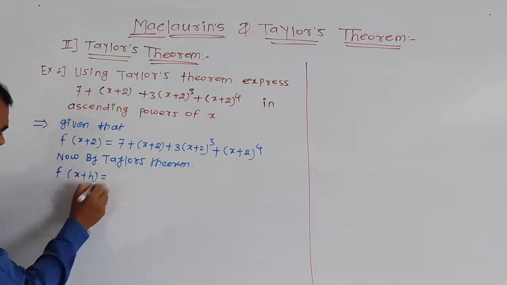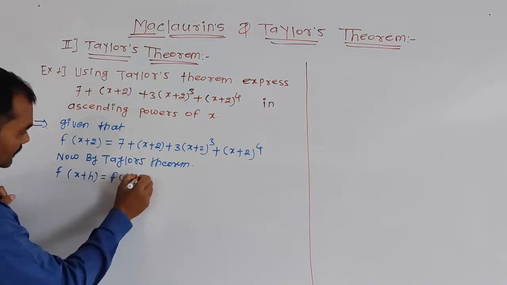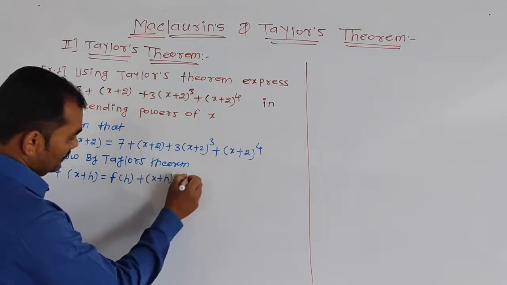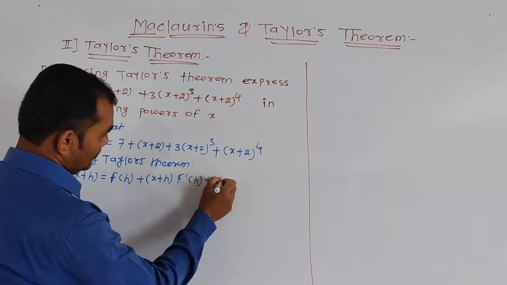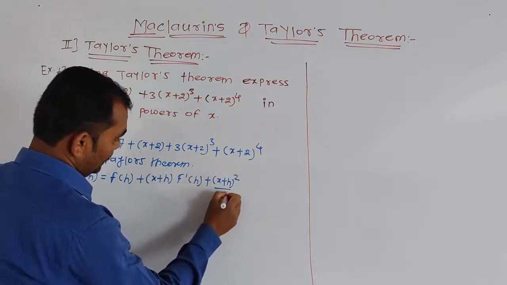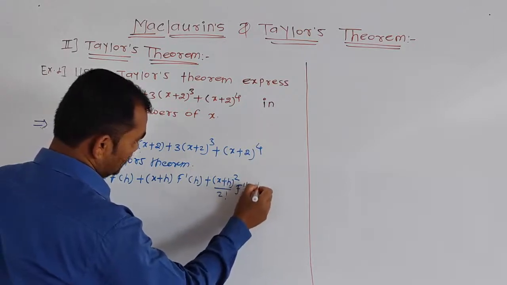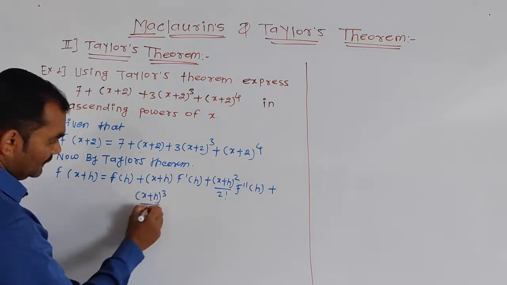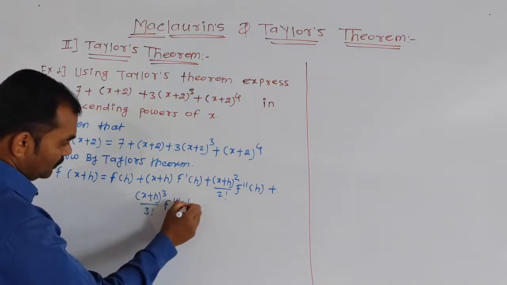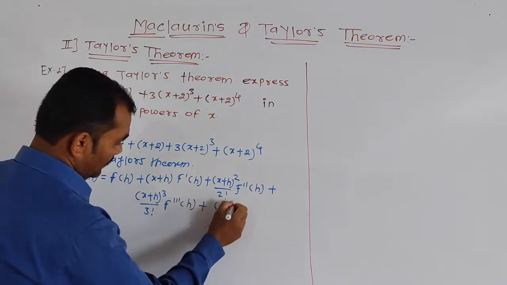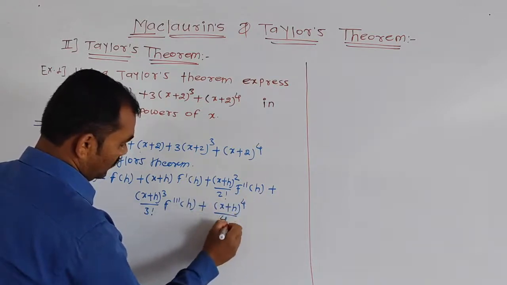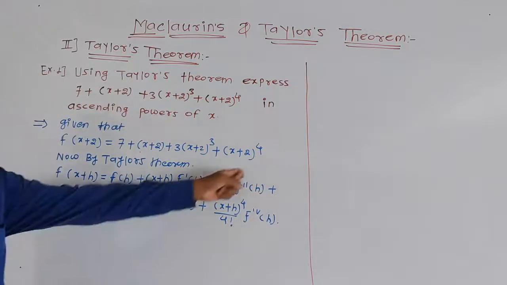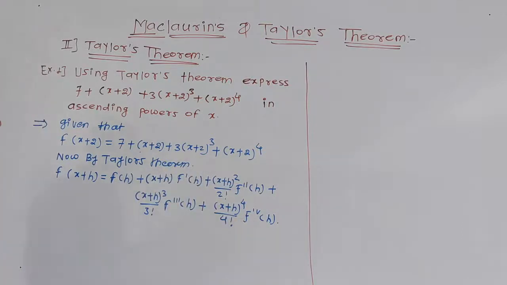f of x plus h is equal to f of h plus x into f dash of h plus x square upon 2 factorial into f double dash of h plus x cube divided by 3 factorial into f triple dash of h plus x raised to 4 divided by 4 factorial into f fourth dash of h, up to fourth, as the power here is 4. This is your given.